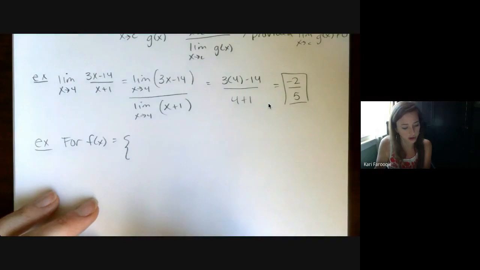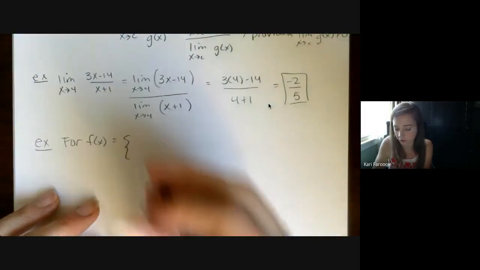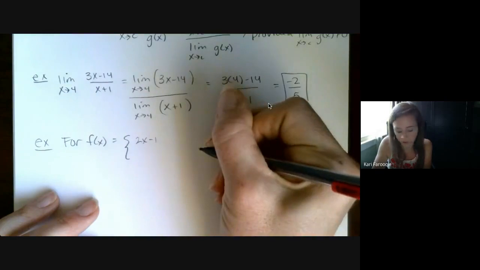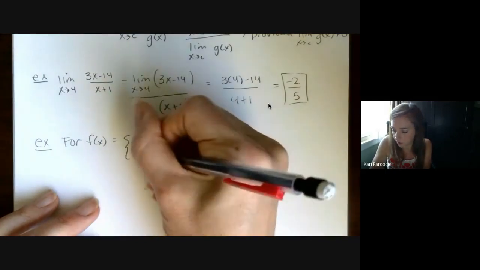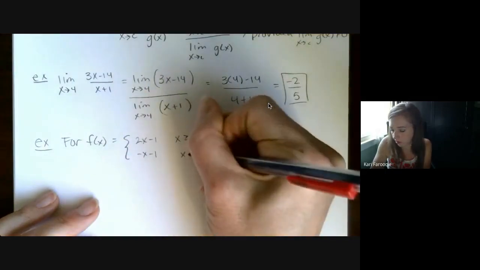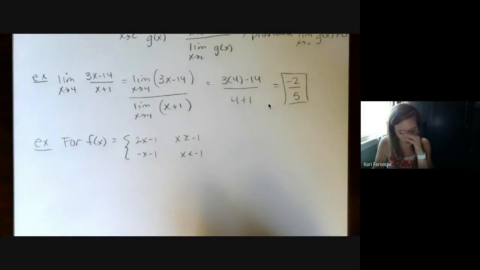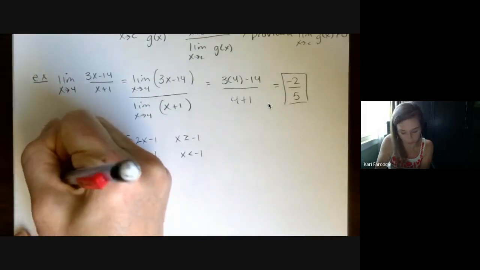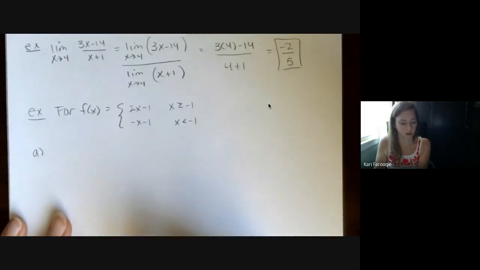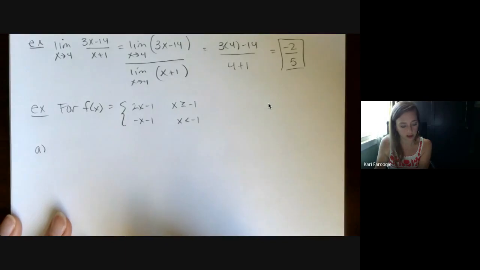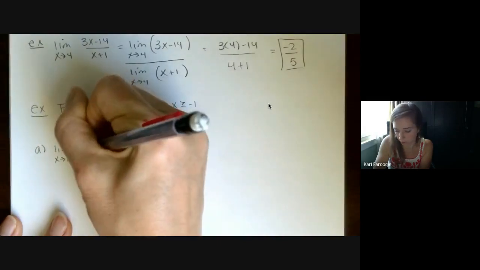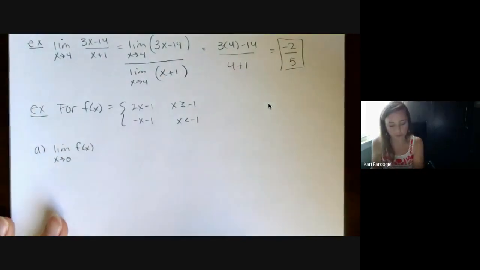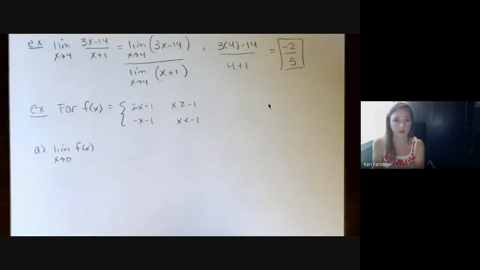All right, so this will be a 2-definition piecewise function. f of x equals 2x minus 1 for x greater than or equal to negative 1, and negative x minus 1 for x less than negative 1. I'm going to ask you for 2 different limits. The first one: find the limit as x approaches 0 of f of x. And I'll give you the second one in a minute.